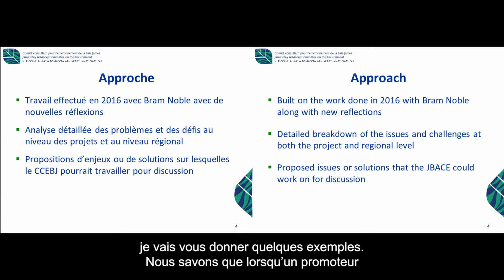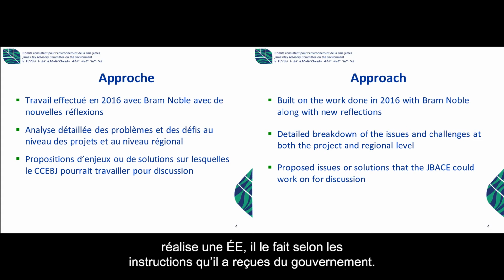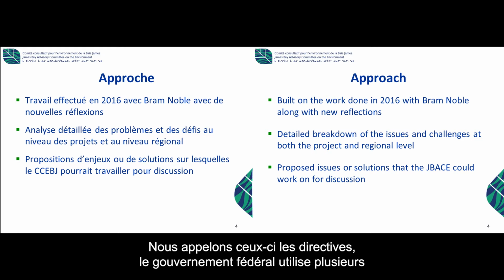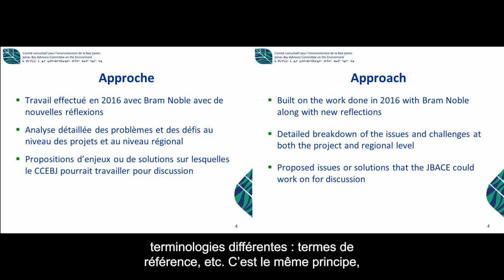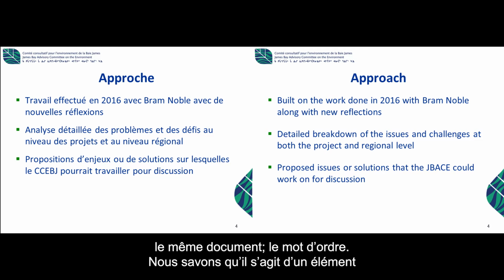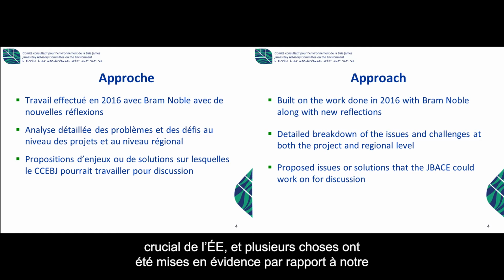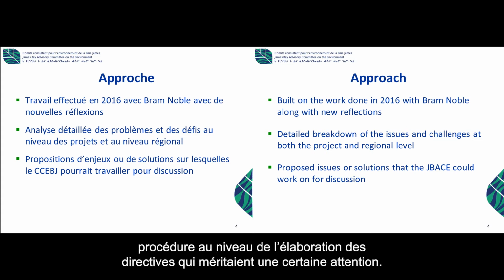We know that when a proponent does an EA, he does it according to the instructions that he receives from the government. We call these things directives. Federal governments use several different terminologies, terms of reference, etc. It's the same idea, same document, the marching orders. We know that is a crucial element in the EA. And there were several things that were highlighted in relation to our procedure at this level of the formulation of directives that warranted a certain amount of attention.